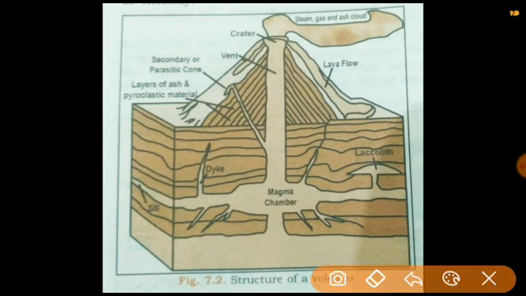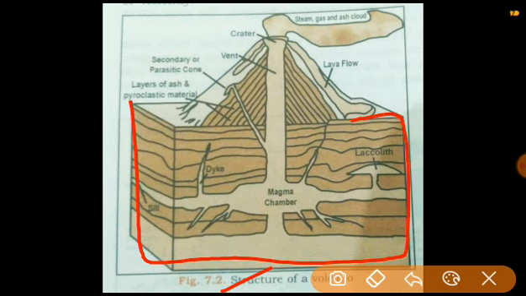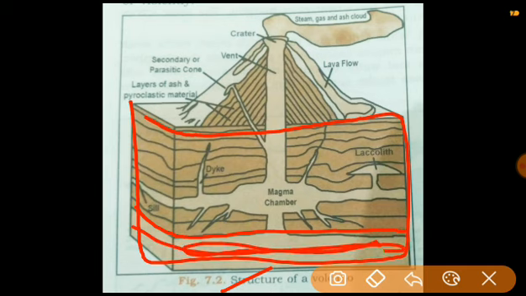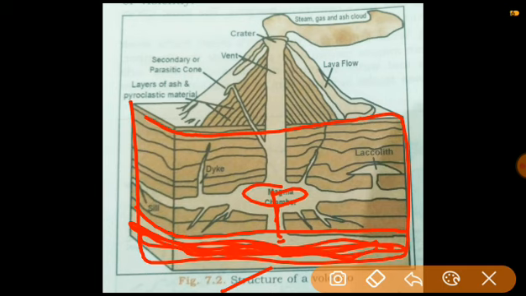Now you can see that this is the structure of a volcano. This is the complete earth crust, the different layers of the earth. At the very bottom, you can see there is a magma chamber, where the magma is filled or flowing. This is called the magma chamber, where the magma is filled very deep inside the earth crust.